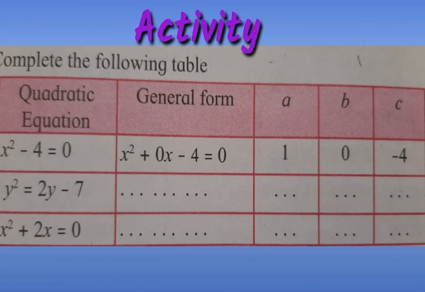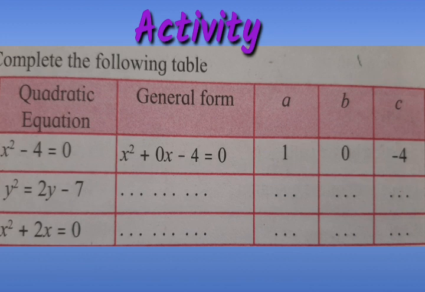Now we will discuss an activity. If you observe the table, in that quadratic equation, general form, values of a, b, c are given. See the first one, x square minus 4 equals to 0. General form is x square plus 0x minus 4 equals to 0. Then comparing with ax square plus bx plus c equals to 0, we get the value of a equals to 1, b equals to 0, c equals to minus 4.